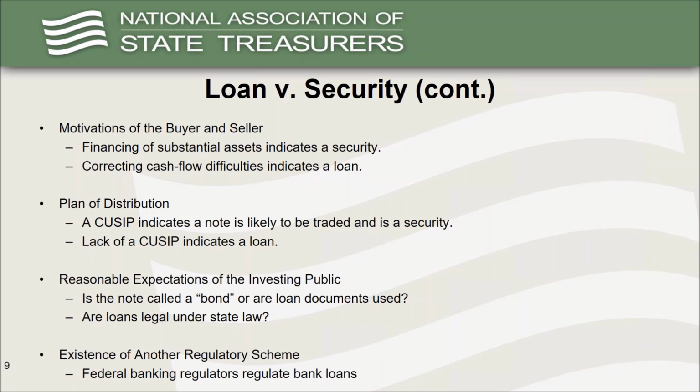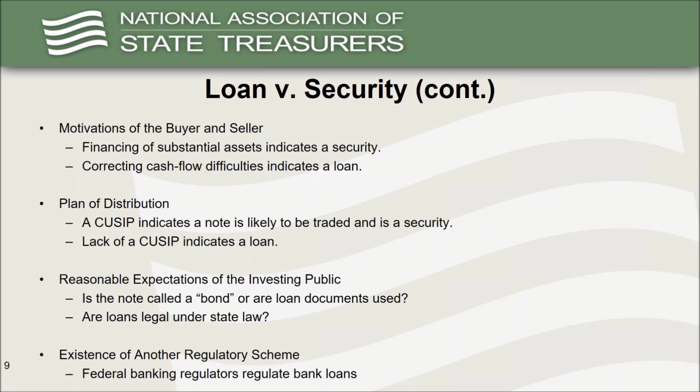One of the things that FINRA does when they examine in this area is look closely at what these things are called, and if something's called a bond, the dealer or the municipal advisor that they're regulating is going to face an uphill battle. So it's much preferable to use loan documents. Second, are loans legal under state law? In certain states, it's not legal for a government to enter into a loan. So that would be more indicative of a security.